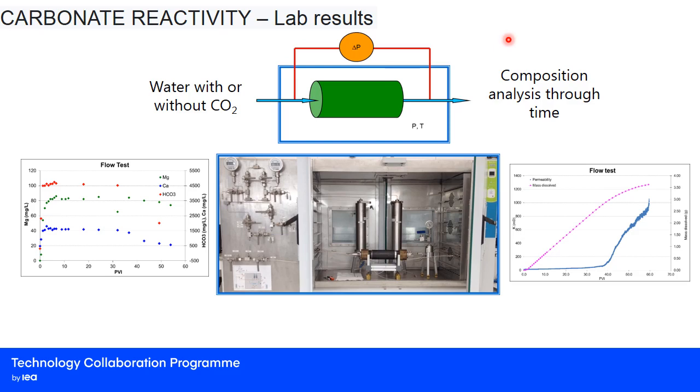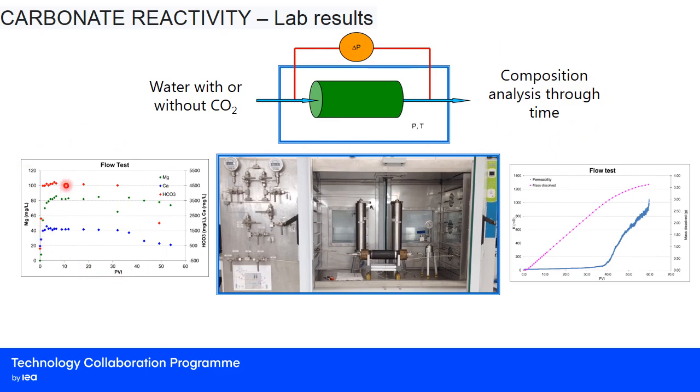To see the changes in permeability, we have reactive flow tests. In those tests, we can inject a water with or without CO2, and we can analyze the composition at the outlet of the plug. This is a schematic of the plug flow test, and here is a picture of the equipment. On the left, we can see the variation in the composition for calcium, magnesium, and bicarbonate.